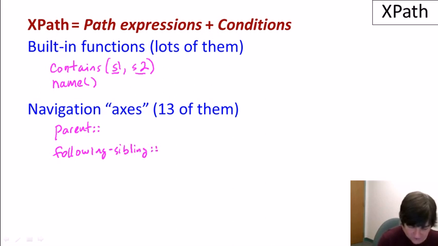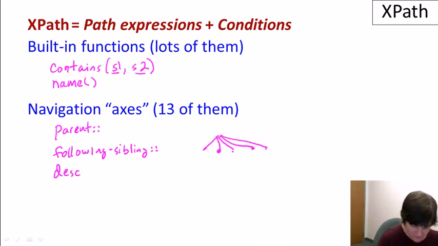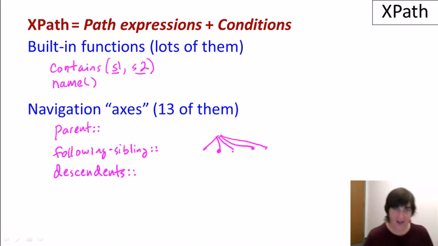And the double colon, you'll see how that works when we get to the demo. The following-sibling axis says match all of the following siblings of the current element. So if we have a tree and we're sitting at this point in the tree, then the following-sibling axis will match all of the siblings that are after the current one in the tree. There's an axis called descendant. Descendant, as you might guess, matches all the descendants of the current element.